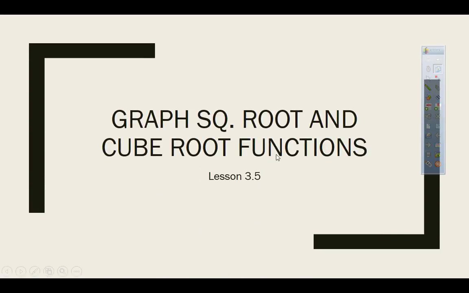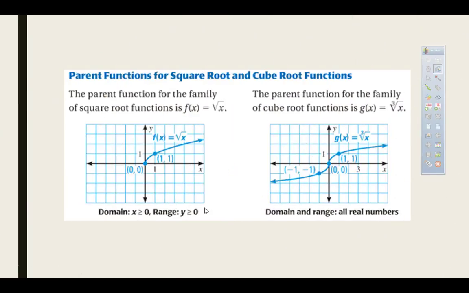So graphing square root and cube root functions. Basically, here's the picture of both functions. This basic way of looking at the square root right here is what we call the parent function. And then there's all sorts of ways to stretch these functions and compress them and translate them.